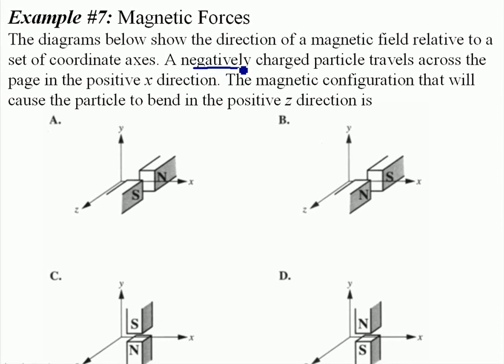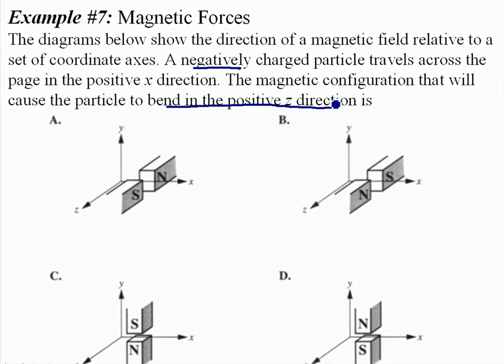The magnetic configuration that will cause the particle to bend in Z is going to tell us which direction we want the force. So they're giving us the velocity, X, so that means your thumb points to X. Your force is Z, so your palm is pointing in Z.